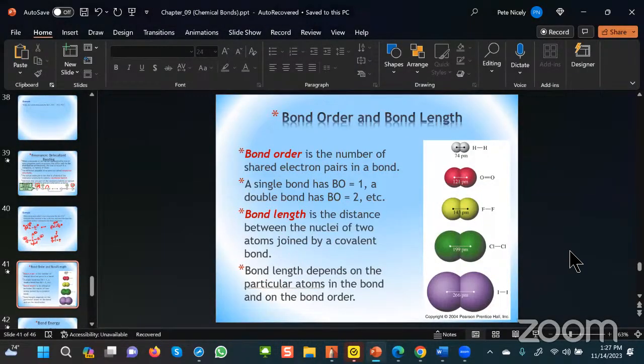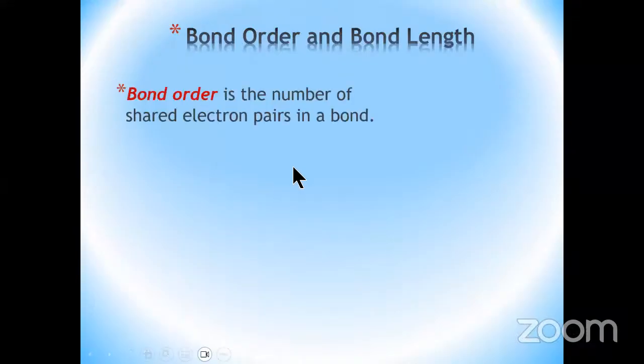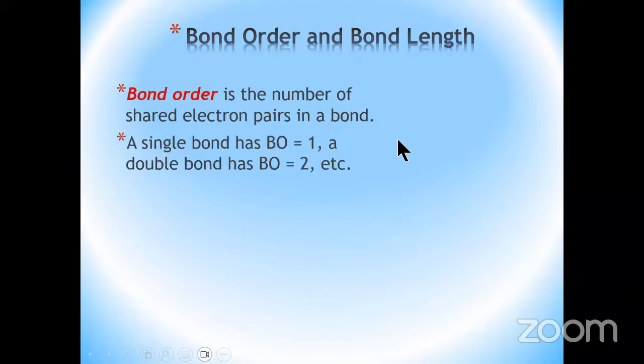All right, okay, some other terms I need to talk about here. Bond order and bond length. The bond order, very simple concept. It's basically the number of shared pairs of electrons in a bond, right? So a single bond would have a bond order of 1, a double bond would have a bond order of 2, and so on and so forth. So nothing too difficult about that.